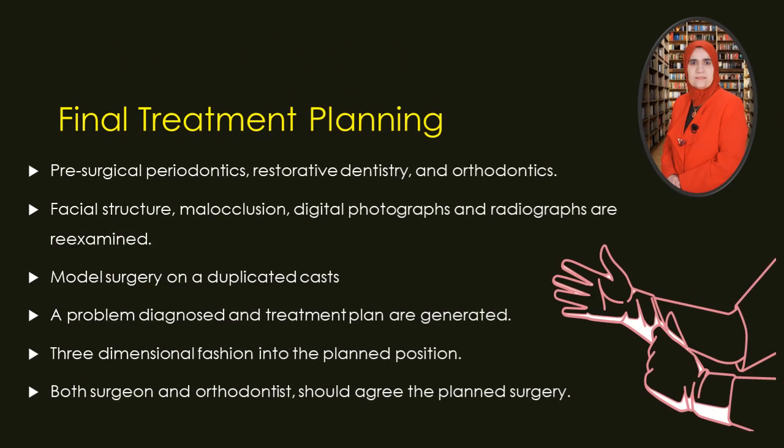Final treatment planning should include pre-surgical periodontics treatment, restorative dentistry, and also orthodontic treatment. Facial structure, malocclusion, digital photography, and radiographs are all re-examined. Model surgery on a duplicated cast determines the exact surgical movement necessary to accomplish the desired post-operative occlusion. According to clinical and cephalometric analysis, the problem is diagnosed and the treatment plan generated, and both surgeon and orthodontist should agree on the planned surgery. The mounted model can then be moved in a 3-dimensional fashion into the planned position.